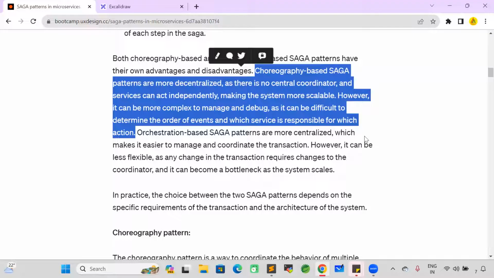But if you go for orchestration based SAGA, this is more centralized because everything is controlled by the coordinator, which makes it easy to manage and coordinate the transaction. But the flexibility is very less, because whenever there is a change in the microservice system, we always need to change our orchestrator also. Good.